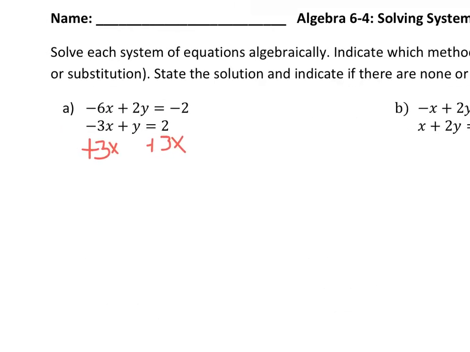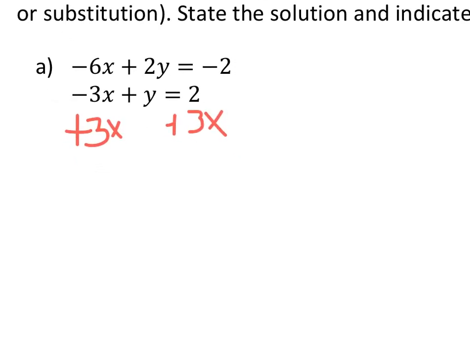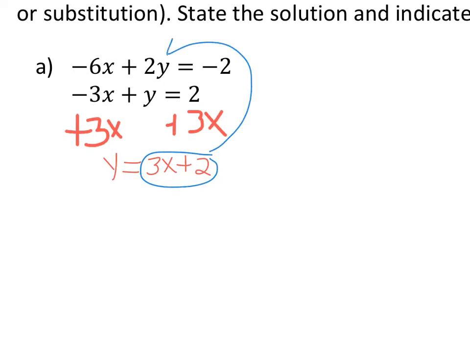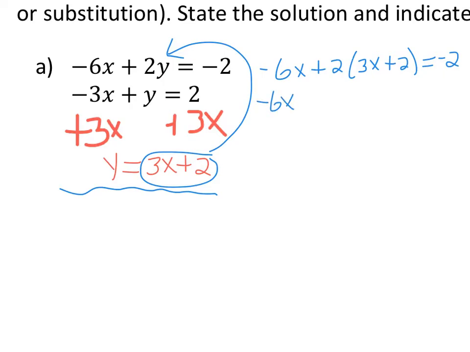Let me zoom in. There we go. And I get y equals 3x plus 2. I'm going to take that and plug it in for y in the first one. Actually, I'll do it on the side here. We have -6x plus 2 times 3x plus 2 equals -2. Distribute the 2: -6x plus 6x plus 4 equals -2.